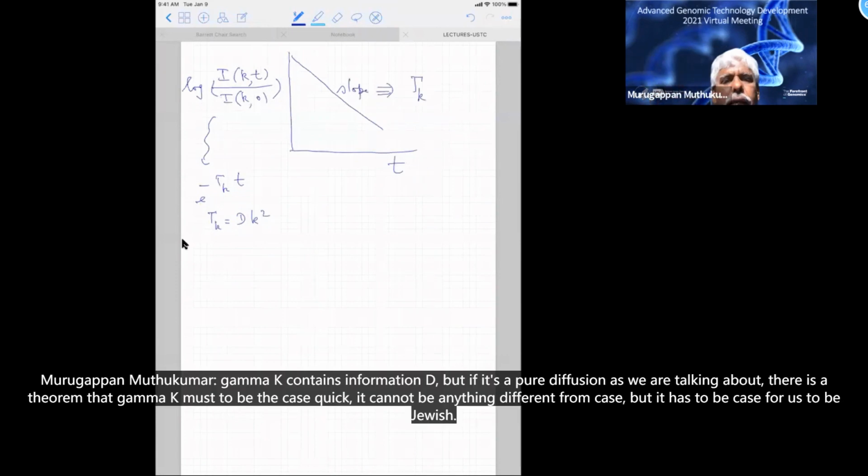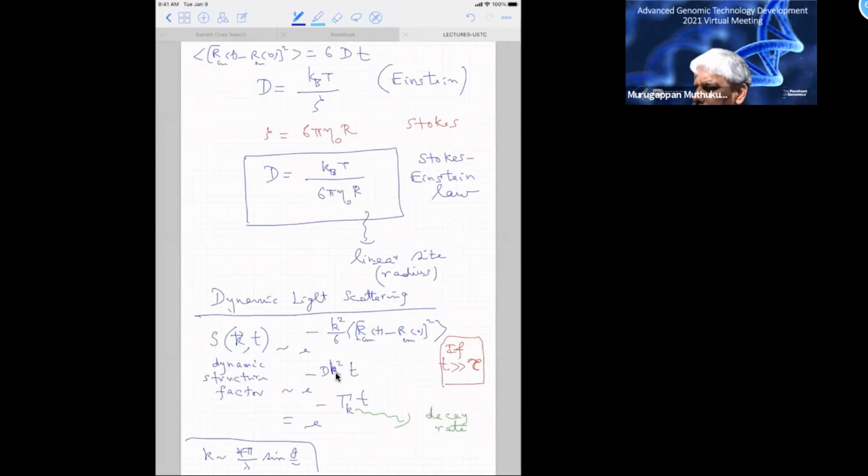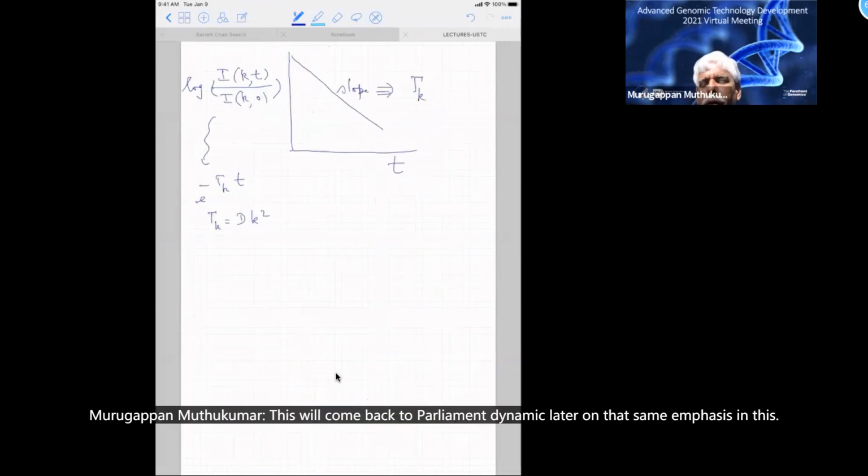That gamma k contains this information D. But if it's a pure diffusion, as we are talking about, there is a theorem that gamma k must be D k squared. It cannot be anything different from k squared. It has to be k squared if it's a diffusion. This will come back to polymer dynamics later on. That's why I'm emphasizing this.